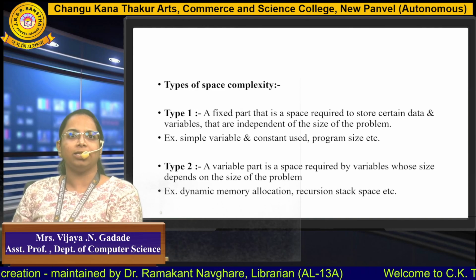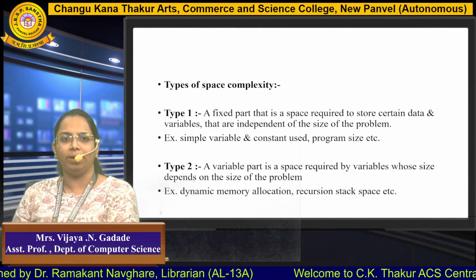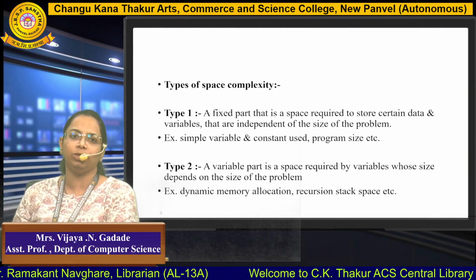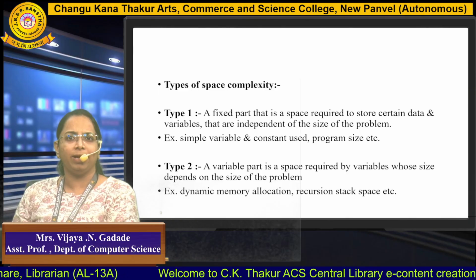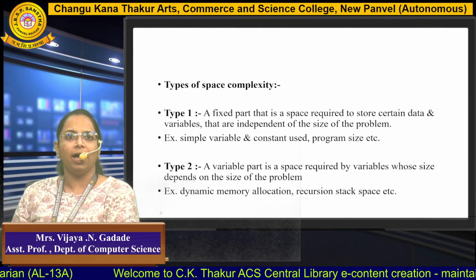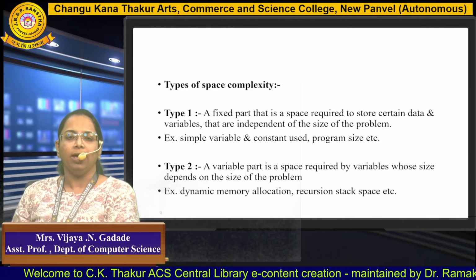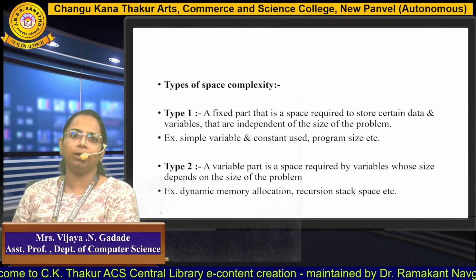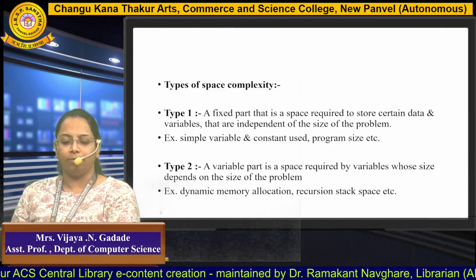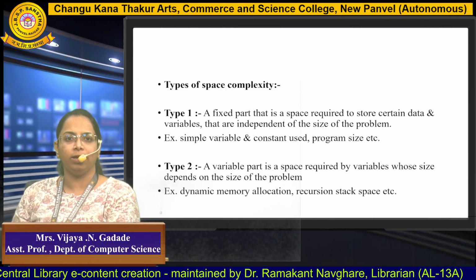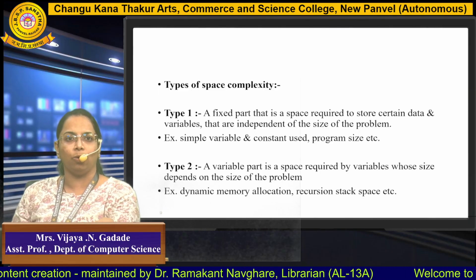And next one is types of space complexity. There are 2 types of space complexity. The first one is the fixed part and the second one is the variable part. The fixed part is the space required to store certain data and variables that are independent of the size of the problem. For example, simple variables and constants and program size. The amount of space for a variable, for example, for storing an integer variable we can use two bytes, and so on.